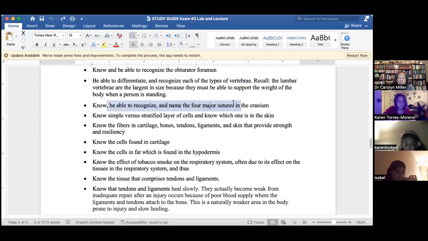Know and be able to recognize and name the 4 sutures in the cranium. That same thing, lecture reinforces lab. So we have the same question on the lecture exam.